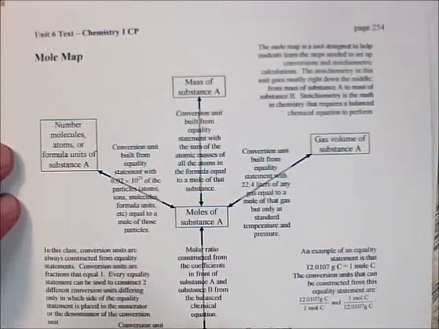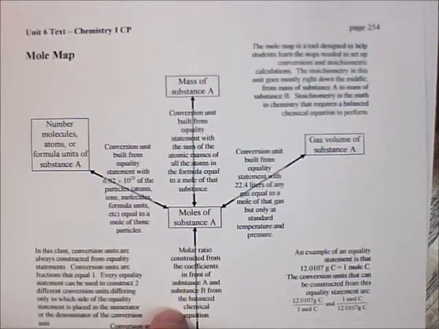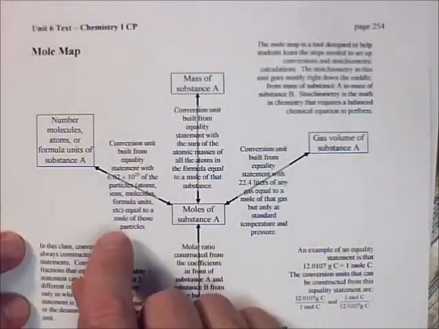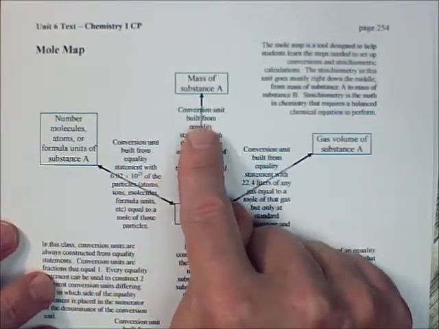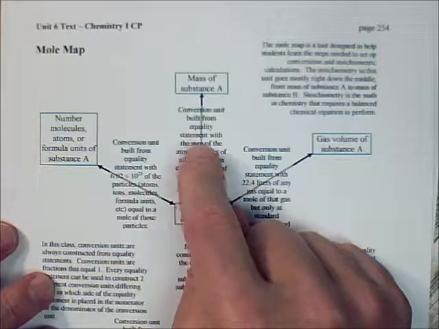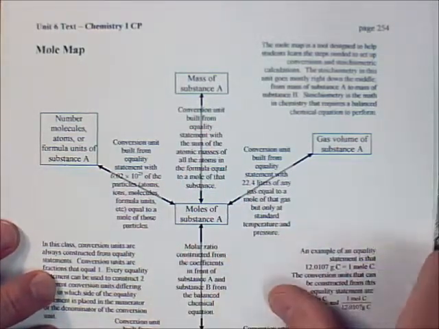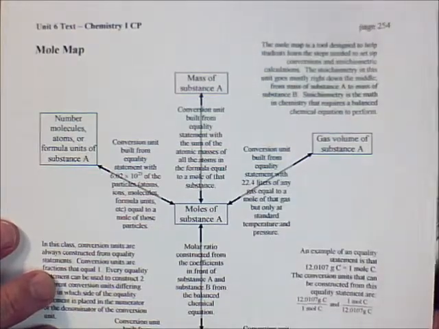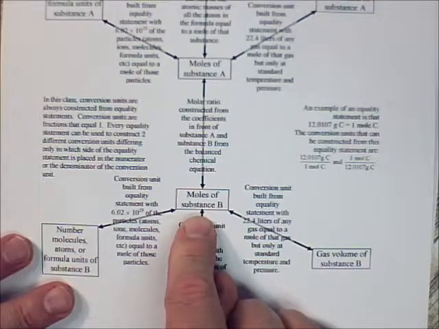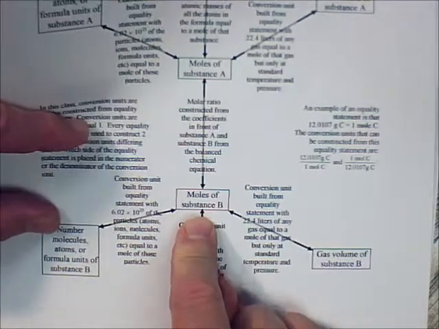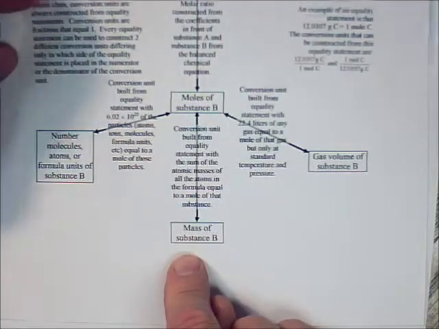All right, if you remember the mole map, and I hope you do, and if you have it, you might want to get it out. Remember that we could go from mass of a substance and, using the calculation of the molar mass as a fraction, calculate the moles of a substance. We have the moles of one substance with a balanced chemical equation. We can get a mole ratio and get the moles of the second substance. And then from the moles of the second substance, we could calculate the mass of some product.